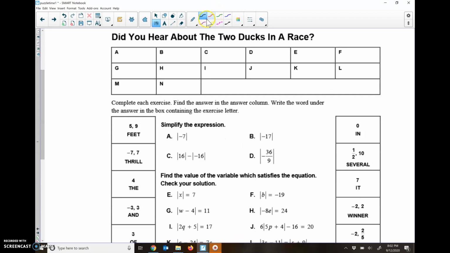So for B and D, it just wants us to simplify the expression. So the absolute value of negative 17 is positive 17. The absolute value of negative 36 over 9, well, 36 over 9 is 4, so negative 4. So 36 divided by 9 is negative 4, but the absolute value of negative 4 is positive 4.